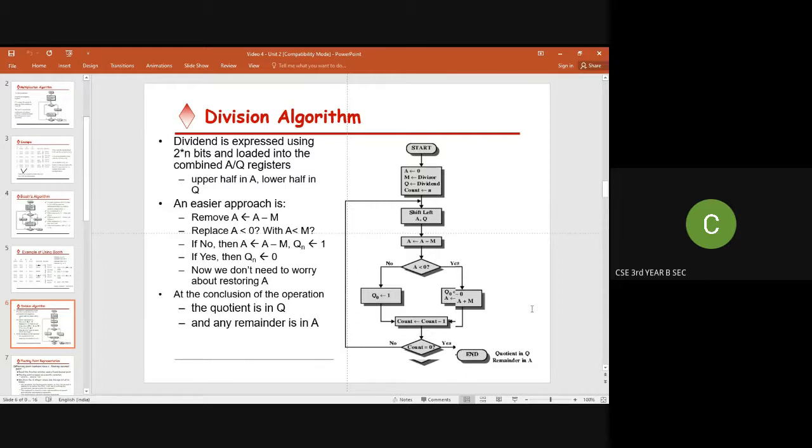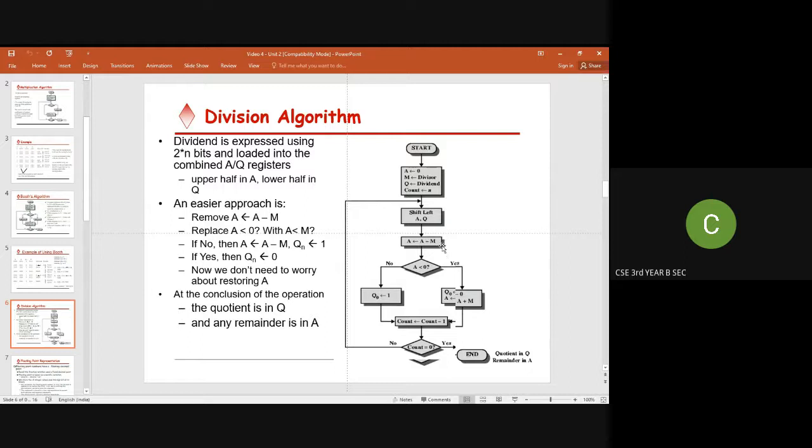So now we are going to do the division algorithm. In the division algorithm, here also we are using some registers and an accumulator. A is the accumulator initialized with 0, M is the divisor, Q is the dividend, and count is equal to N, the number of bits in the dividend. And we have to do a shift left operation. In the previous algorithm we did the right shift. Now in division we are going to do the shift left operation on A, Q. So count is decremented.